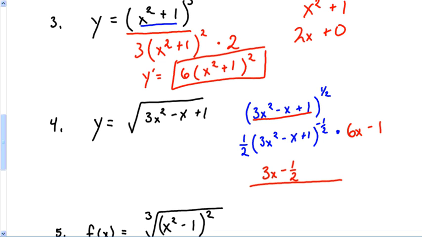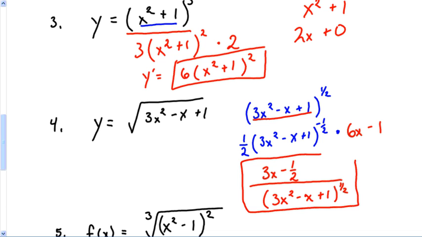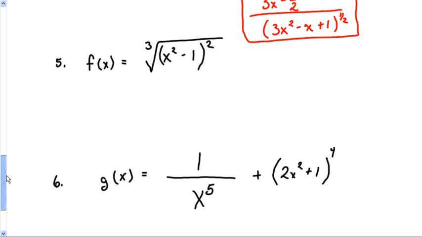Over 3x squared minus x plus 1 to the 1/2. Ugh. Hey, I never said it's going to be beautiful, but the reality is if somebody gave you a value of x, you could substitute it into this and get an answer, which is all that we're after at this point. What about this guy, cube root of x squared?